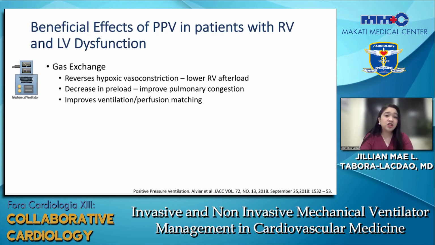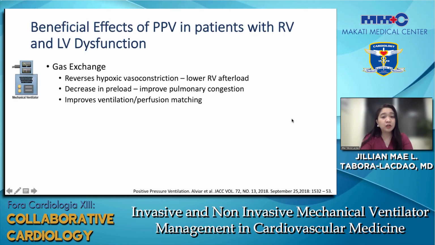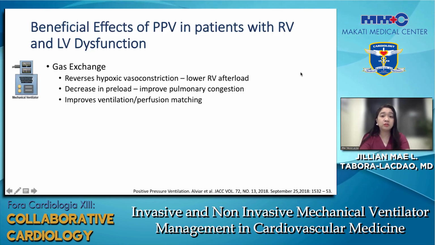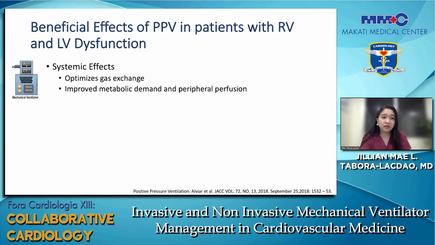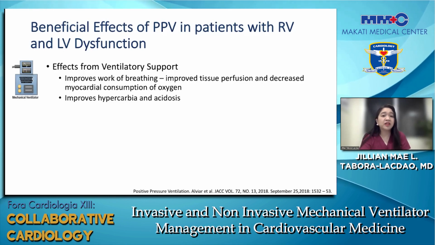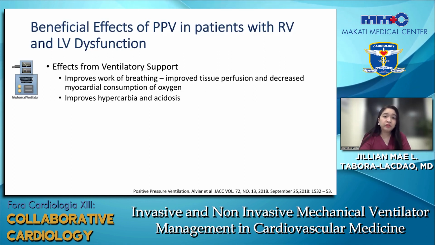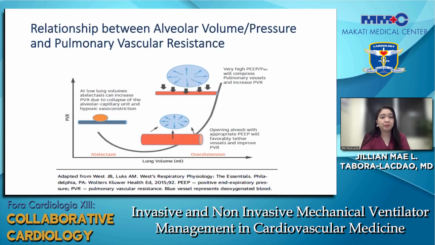In gas exchange, it reverses hypoxic vasoconstriction, it decreases preload to improve pulmonary congestion, and improves ventilation perfusion matching, which is very helpful in oxygenation. The PPV optimizes gas exchange and it improves metabolic demand and peripheral perfusion. In terms of ventilatory support, it improves the work of breathing by improving tissue perfusion and decreasing myocardial consumption of oxygen, and improves hypercarbia and acidosis.